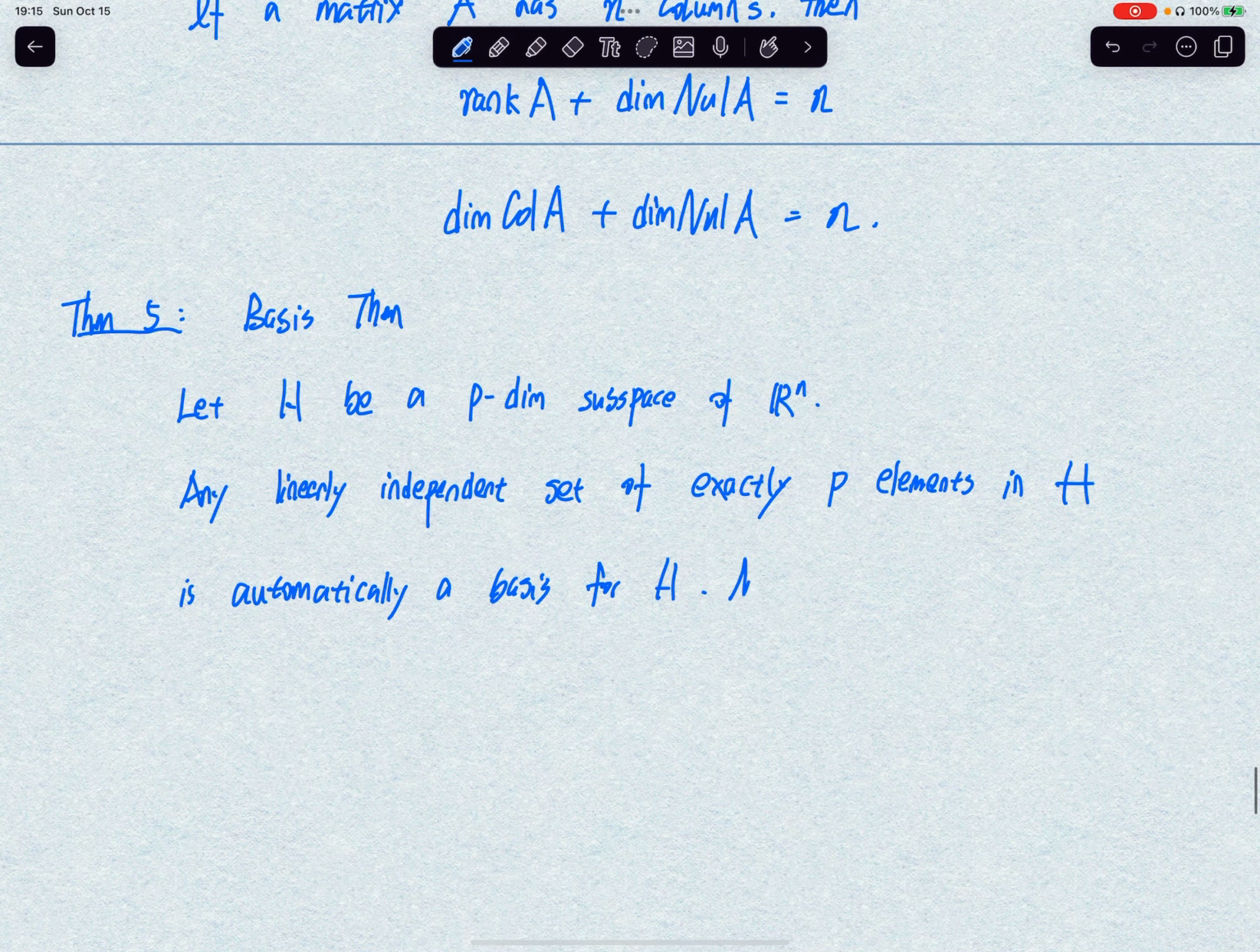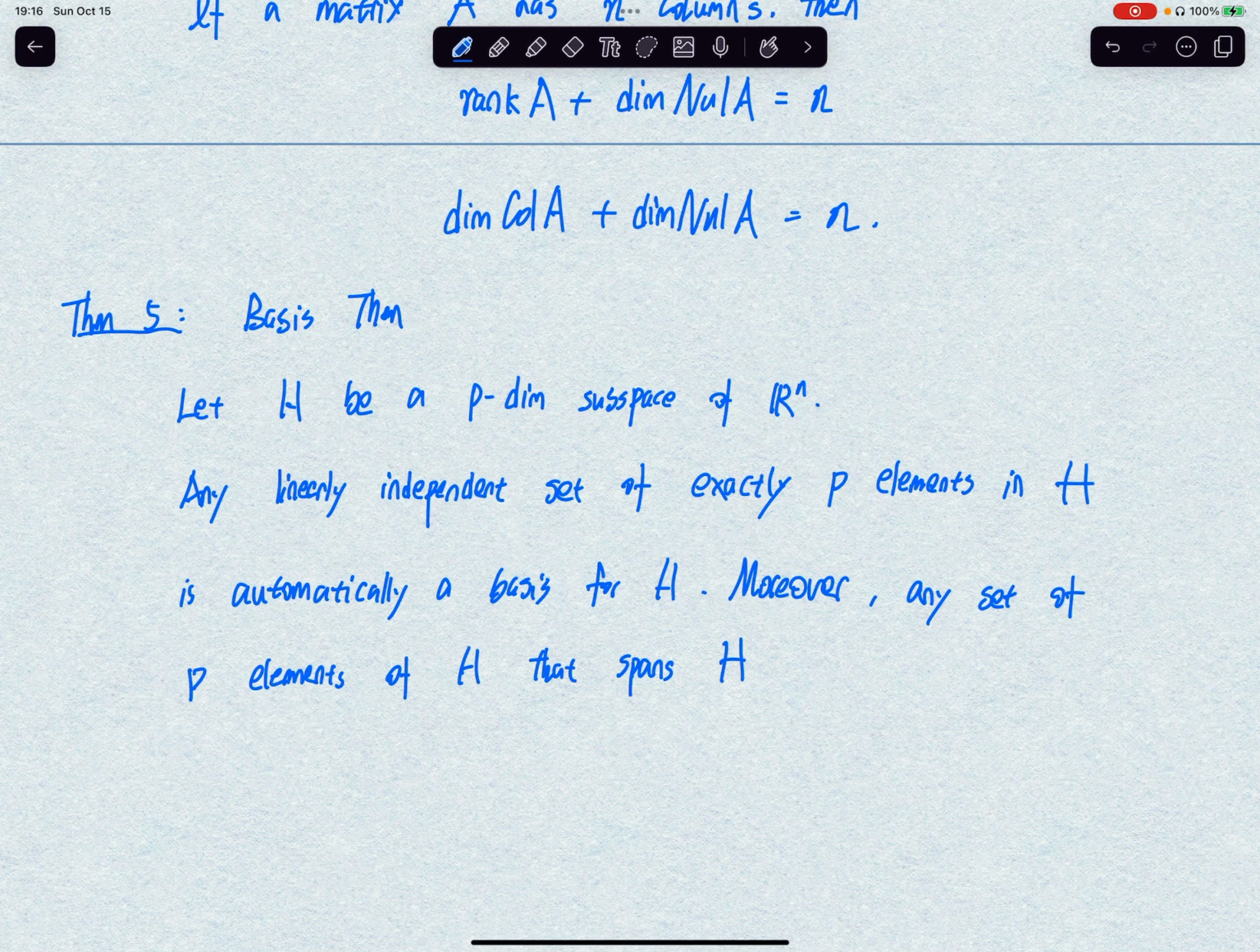And moreover, any set of p elements of H that spans H is automatically a basis for H.